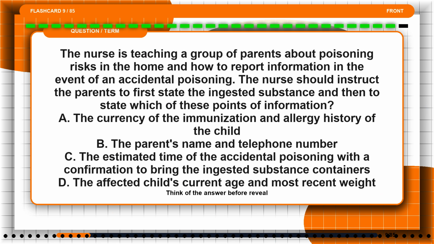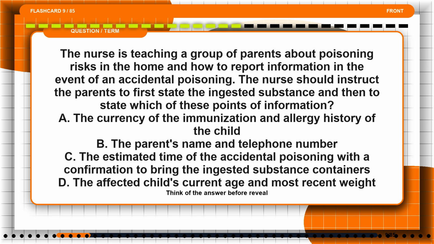Flashcard 9. The nurse is teaching a group of parents about poisoning risks in the home and how to report information in the event of an accidental poisoning. The nurse should instruct the parents to first state the ingested substance and then to state which of these points of information.